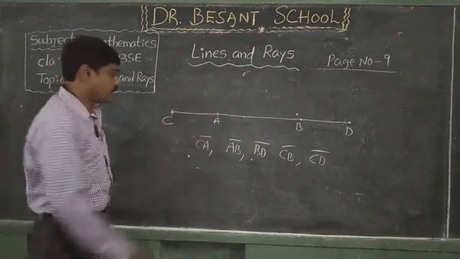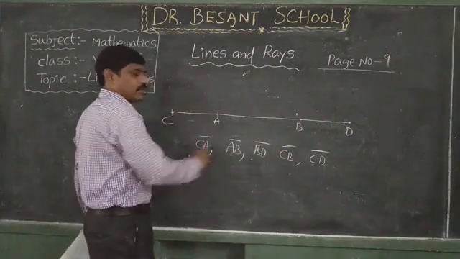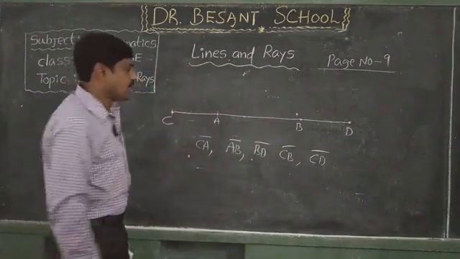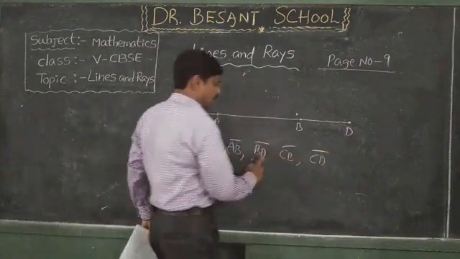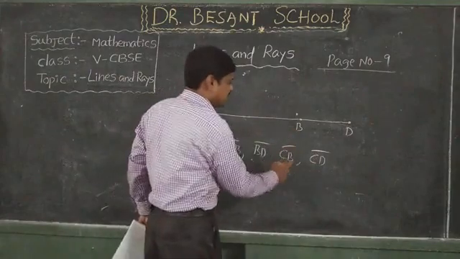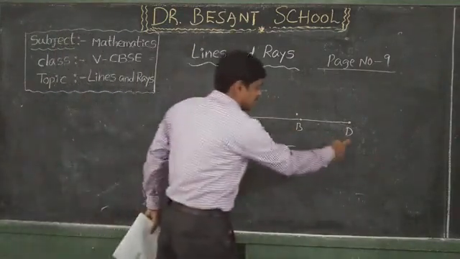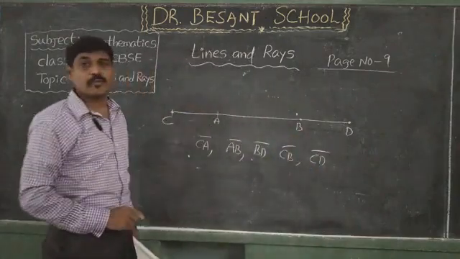C and A. So what about line segment AB? A and B are the endpoints. Next, line segment BD, B and D are the endpoints. What about line segment CB? C and B are the endpoints. What about the line segment CD? C and D are the endpoints.